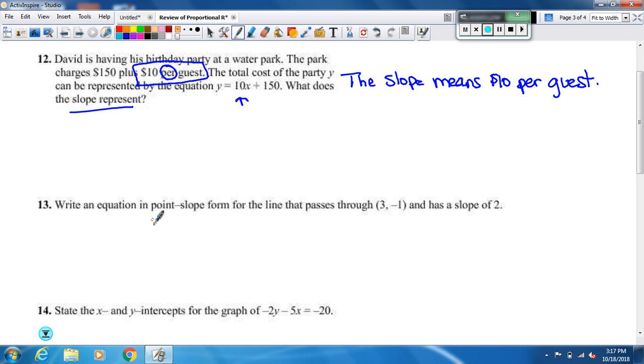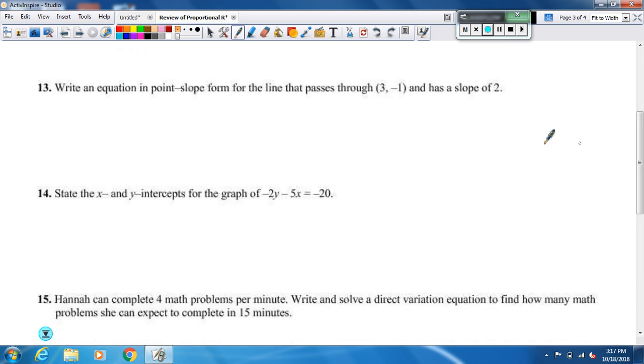Number 13, write an equation in point slope form that passes through the point (3, -1) and has a slope of 2. Okay, point slope form says y minus y sub 1 equals m times parentheses x minus x sub 1. But you don't want to think of these as minus. Now we know that m is slope. So this m is 2. The reason these have a sub 1 is because that means the point they gave you.